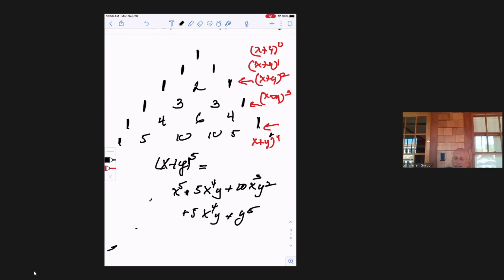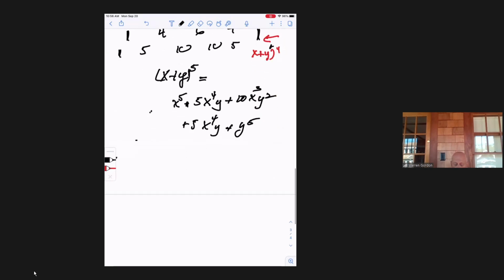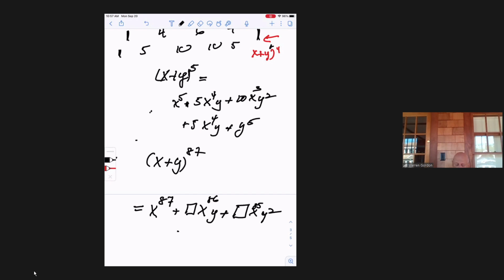Now, this is not the most convenient way of generating these coefficients. For example, if I wanted x plus y to the 87th power, I'd have to do a lot of work on my Pascal's triangle to get it. I do know that it would look something like this: x to the 87th plus some number times x to the 86 y plus some number times x to the 85th y squared, and so on. And suppose I said find the 15th term in this expansion. Well, it turns out there's a trivial way of doing this problem.